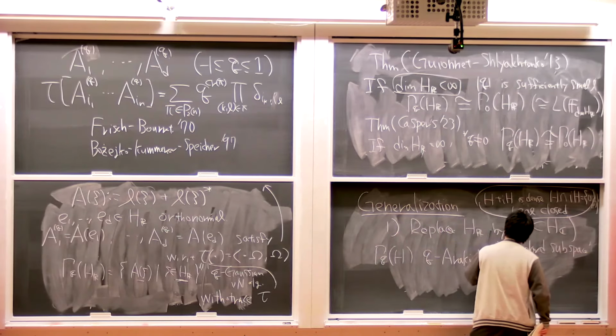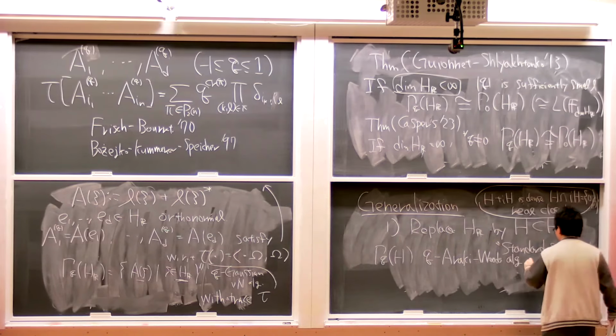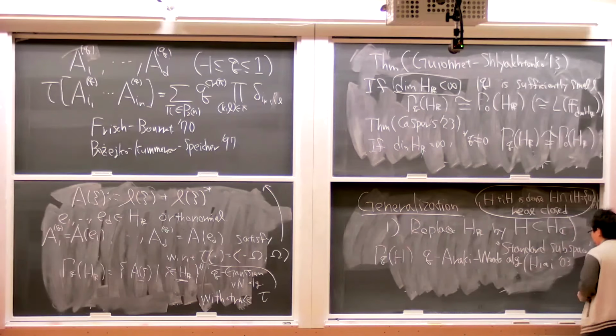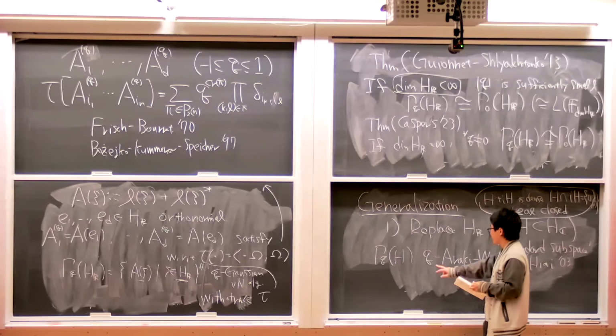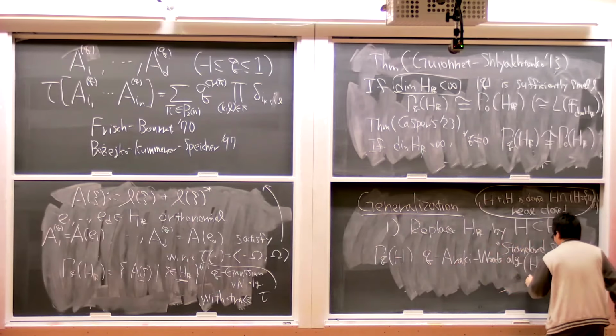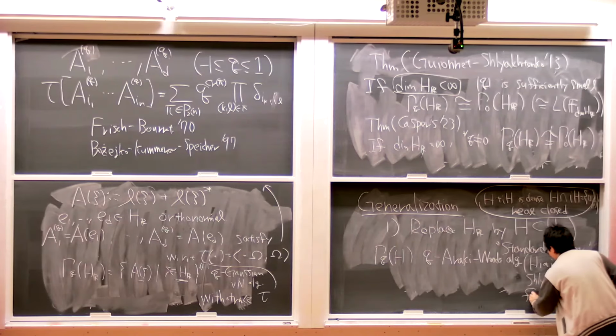Araki-Woods algebra. It was introduced by Hiai in 2003, which is a q-deformation of the zero case. The q equals zero case was introduced by Shlyakhtenko, under the name of free Araki-Woods algebra.